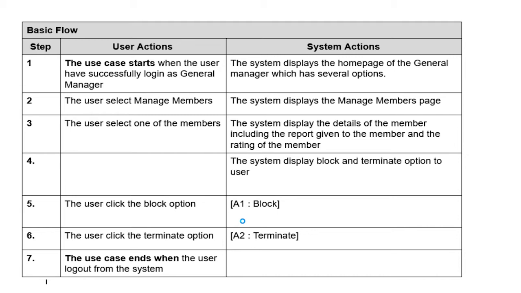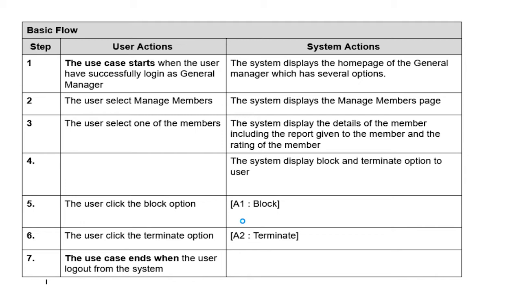Then the system will display the manage members page, which contains a list of members that are registered to the system. Then the third step is the user selects one of the members. Then the system will display the details of the member. On that page it also displays the block and terminate options. And then the fifth step is the user will click the block option.